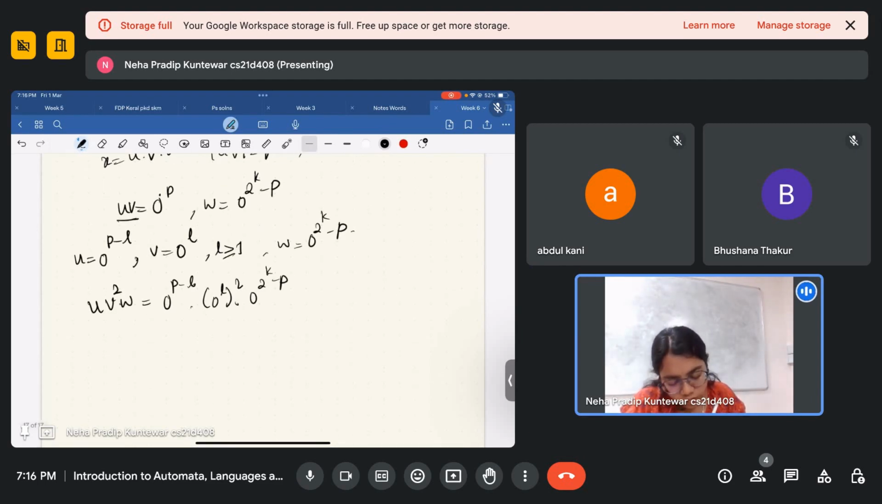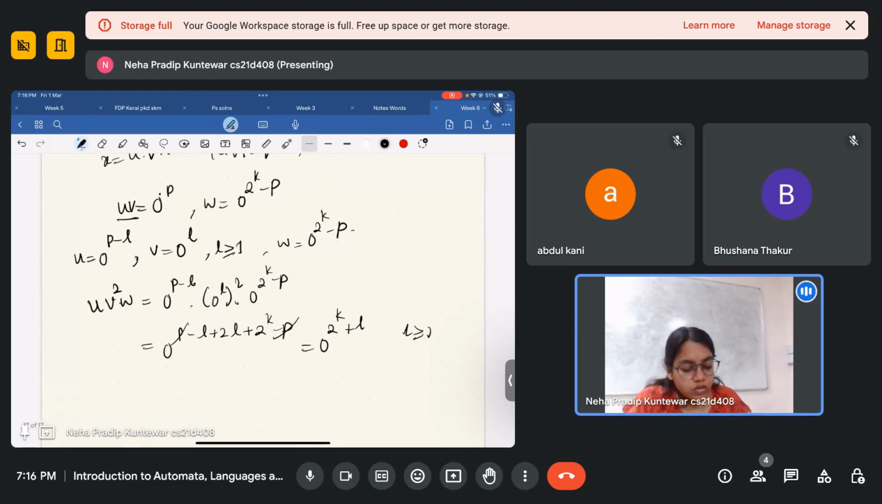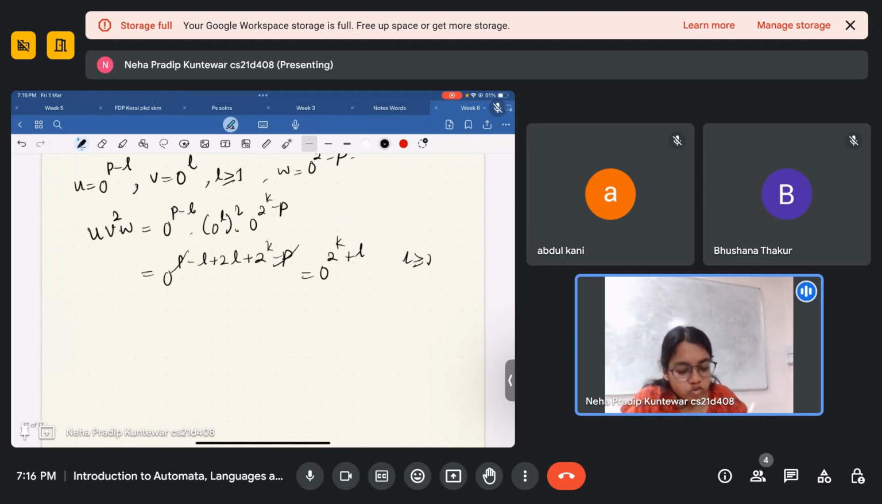Let's add this. What do you get? This is 0 to the p minus l plus 2l plus 2 to the k minus p. So this p and this p cancel out. What you get is 0 to the 2 to the k plus l, where l is greater than or equal to 1.